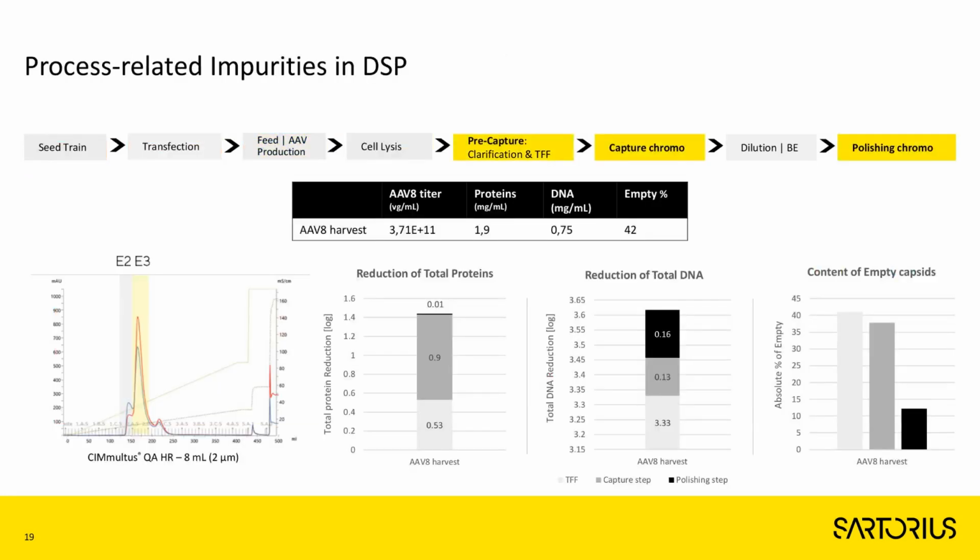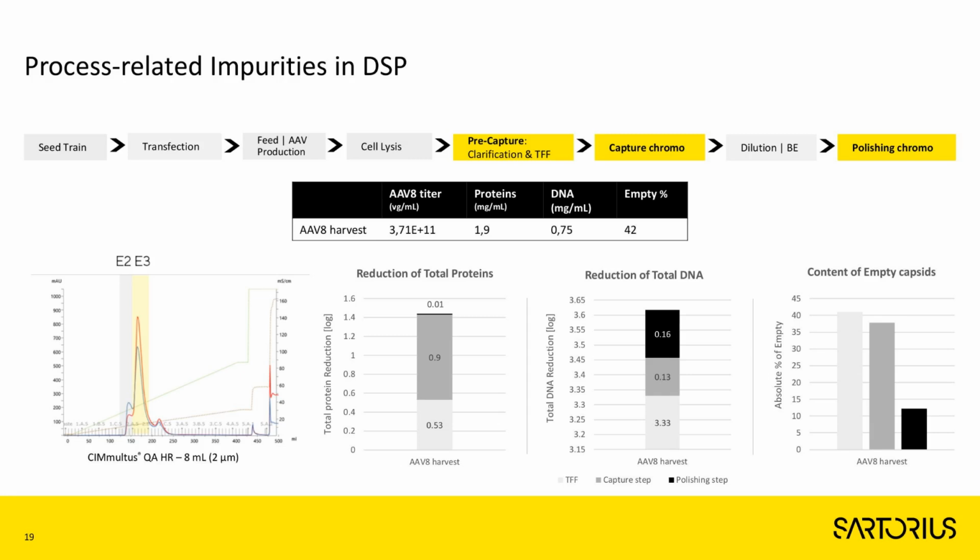scale up. So we have scaled this process through various scales, the biggest one being 10 liters. And these 10 liters of harvest AAV8 material we used as an input for our downstream. Our downstream typically consists of a pre-capture step, which includes clarification and TFF, followed by 2 chromatographic steps. The first one being performed on Simultus SO3, which is a cation exchange, and then polishing done on the anion exchange, Simultus QAHR, as Blaž already mentioned.